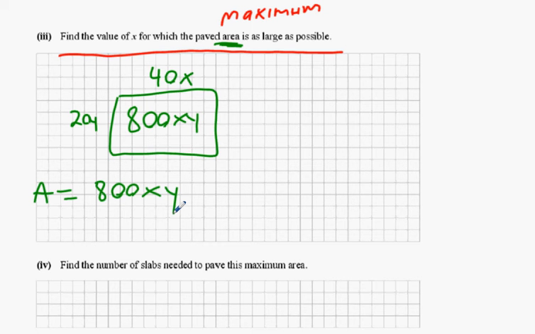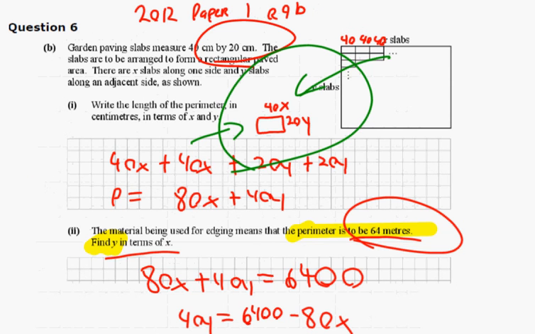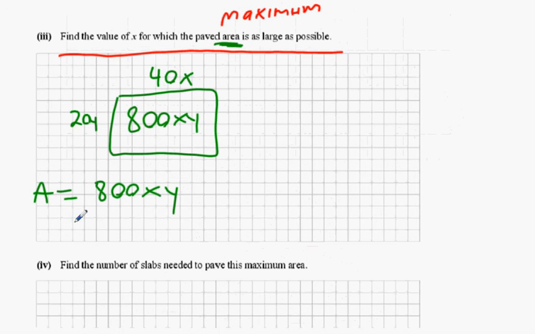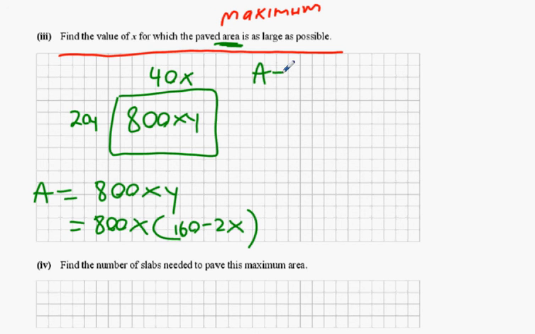We prefer one letter over two, wouldn't we? xy is 2 letters. Is there any way we could just get it in terms of x? What was the last thing we did? The very last question. Y in terms of x. So if we substitute that y for that part in x, we can get an equation. So what we do next is we replace: area equals 800x times 160 minus 2x.